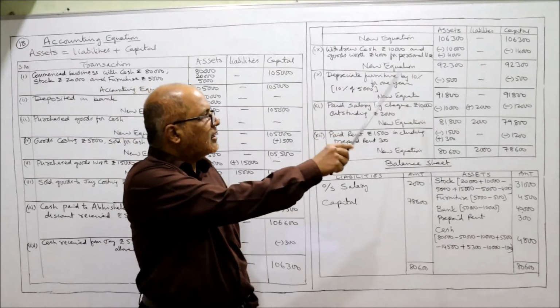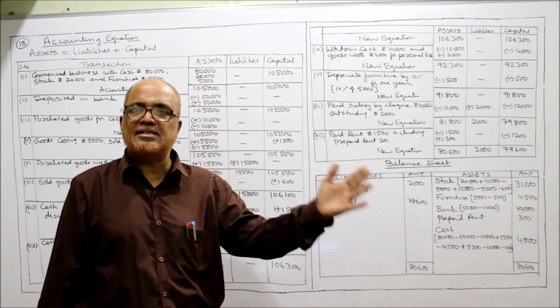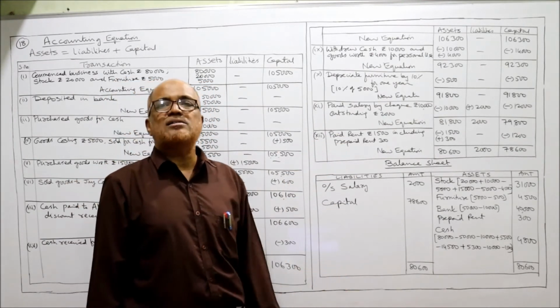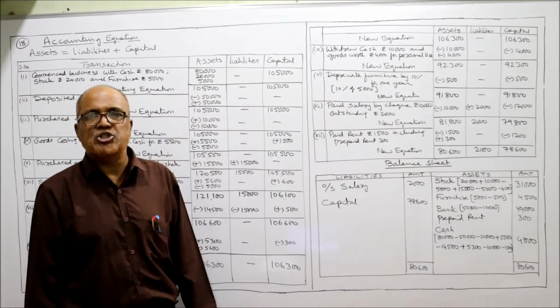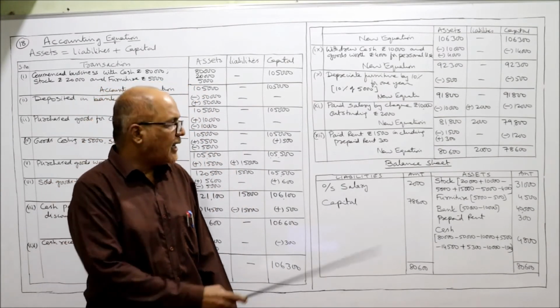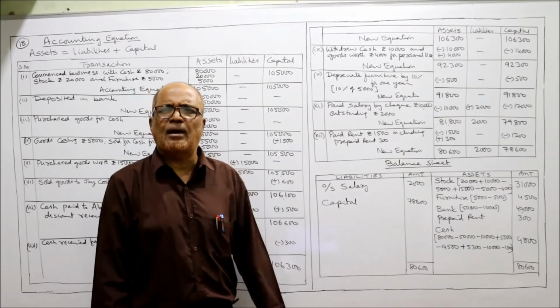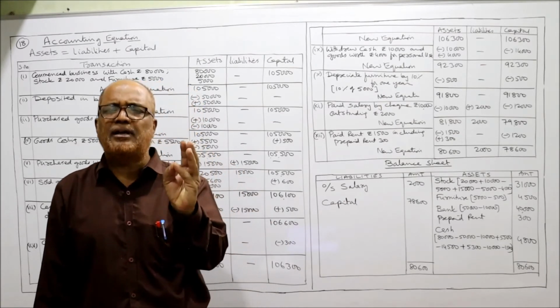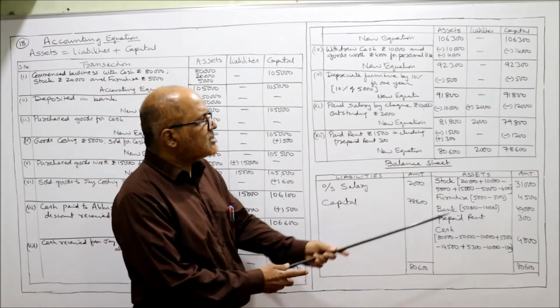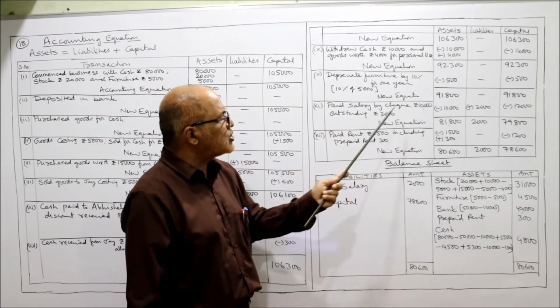So I have explained to you all the transactions' effect on assets, liabilities and capital. Now it is asking you to show the balance sheet. On the liability side, it's very easy, because we take liabilities and capital. There is only one liability, that is 2,000 rupees outstanding salary.